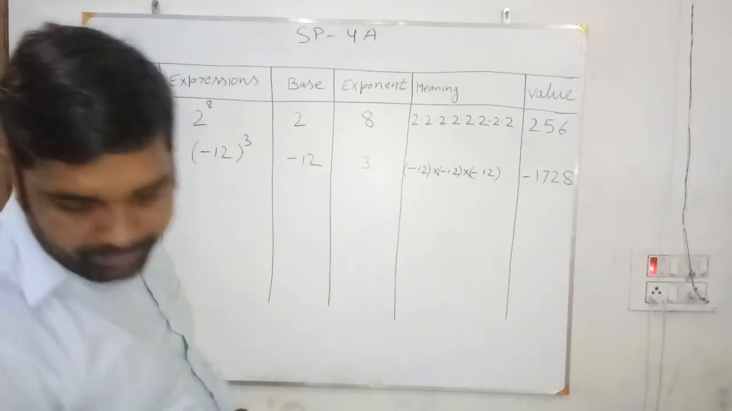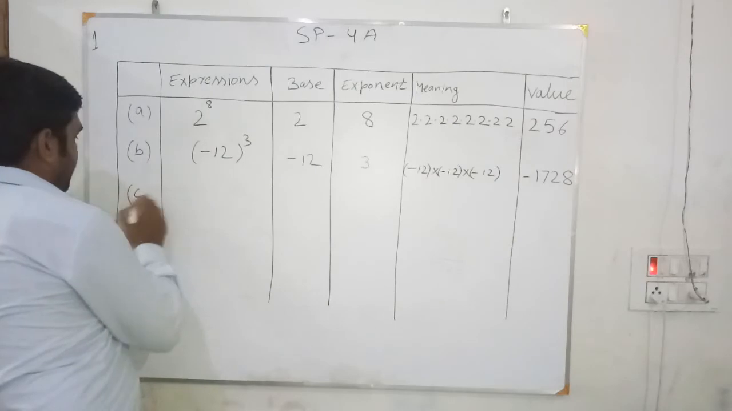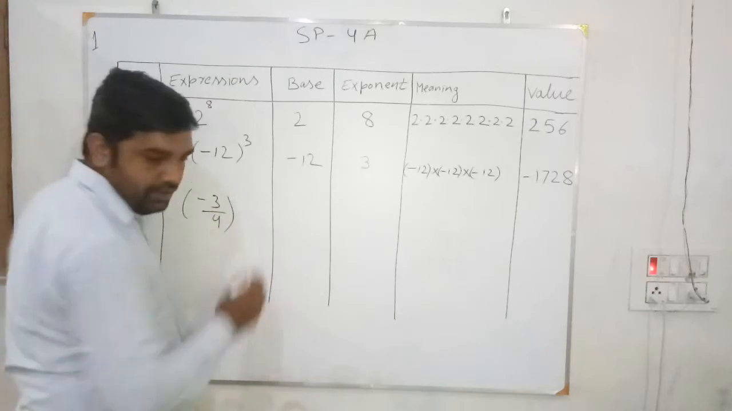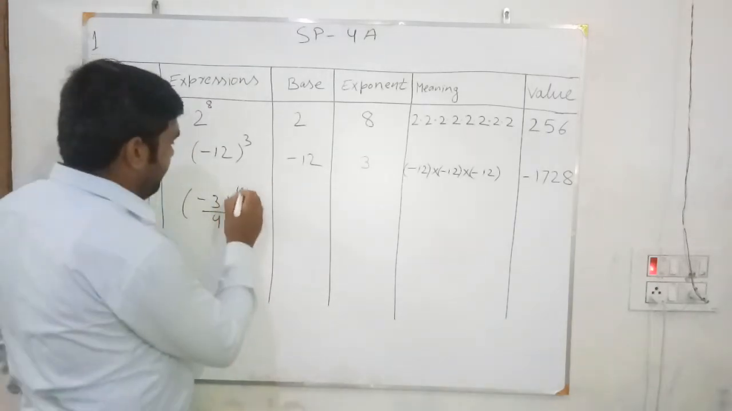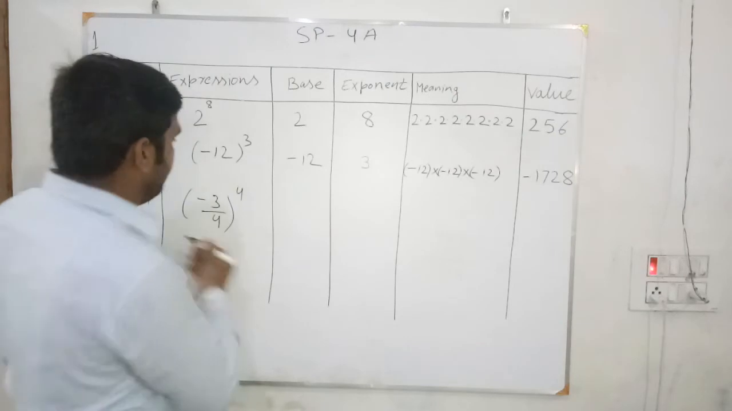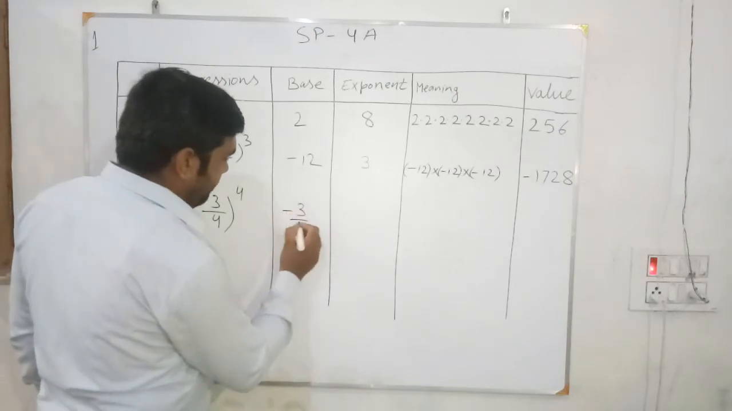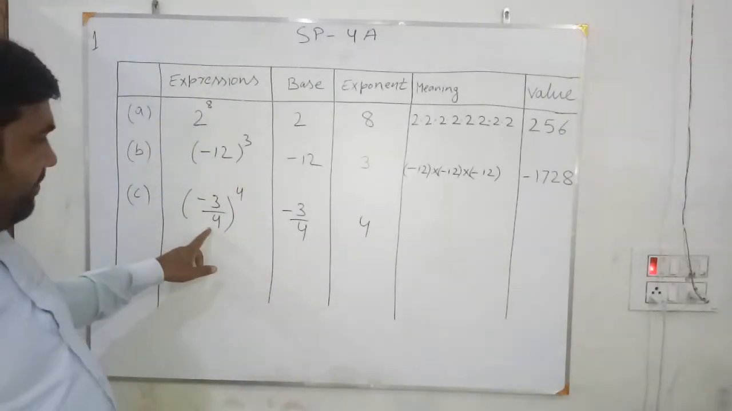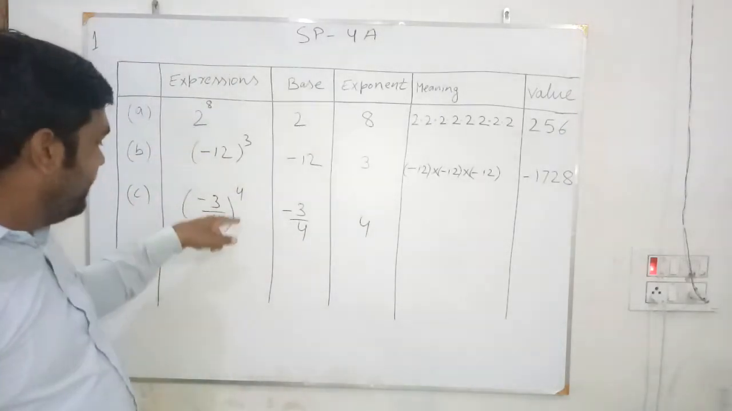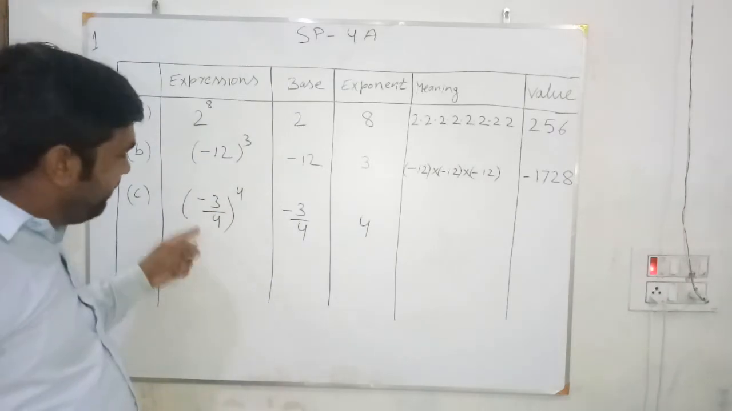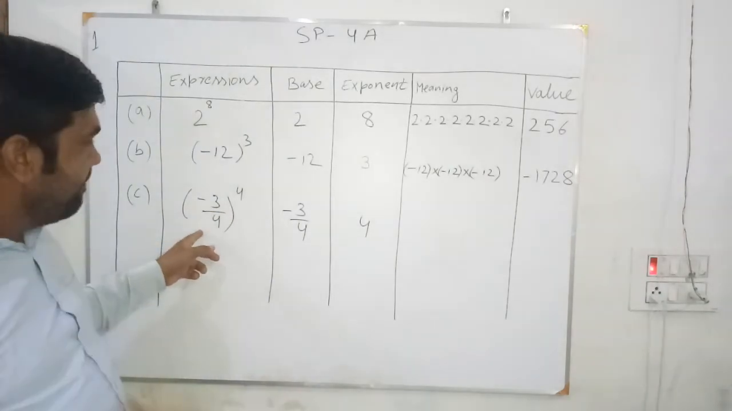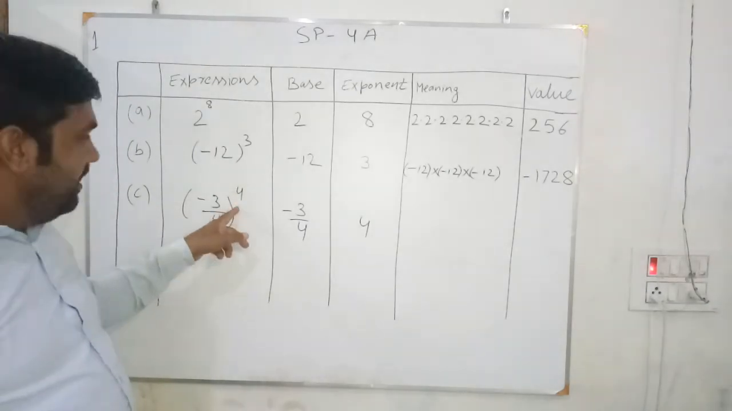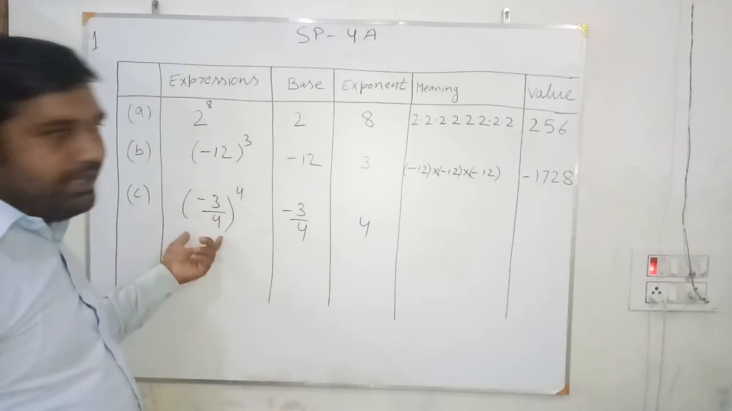Similarly we do question C, that is minus 3 by 4 to the power 4. Here in this question the base is minus 3 by 4 and the exponent is 4. What does it mean? The base will be multiplied by itself 4 times, that is, the exponent number of times.